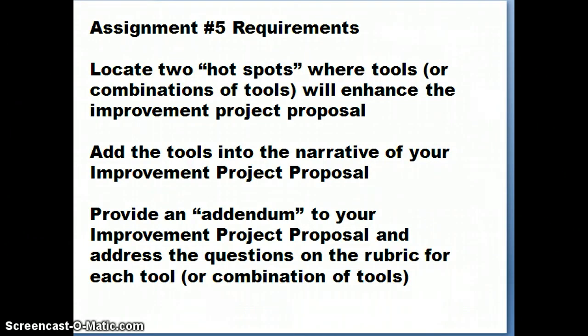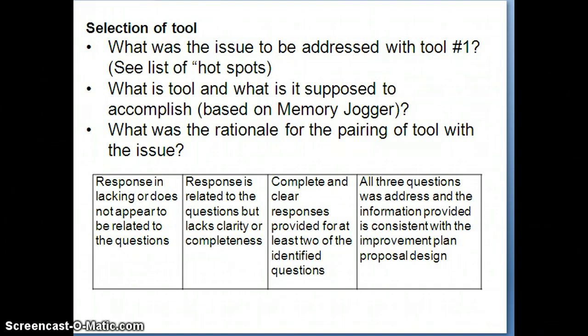Here's what it's going to look like in practice, and this is what the addendum is going to look like. You're going to have 3 questions on the selection of the tool, and you can see the questions are pretty clear. What was the issue to be addressed with tool number 1? You're going to look at the list of hotspots as a guide. What's the tool and what's it supposed to accomplish based on Memory Jogger? You're going to find that clearly identified in the introduction for the specific tool in Memory Jogger. And what's the rationale for pairing the tool with the issue? And there's the rubric guide judgment that I have for this set of questions.